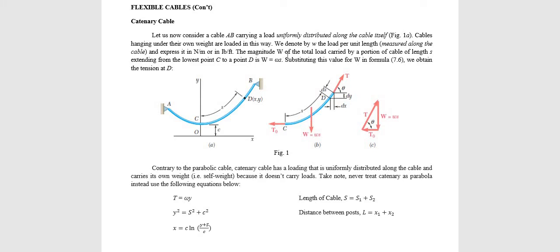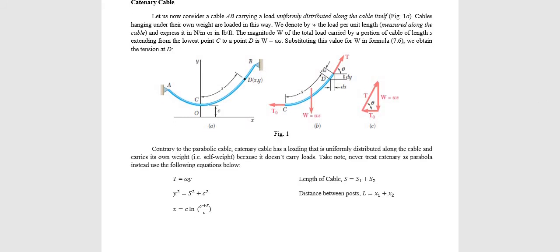The magnitude W of the total load carried by a portion of the cable of length S extending from the lowest point C to a point D is W equal to omega times S. Yung S class is yung span from point C to point D. Pero in general sense, yung span S is just the span of one point to another point. Okay? So, substituting this value for W in formula 7.6, we obtain the tension at D, this one, here.